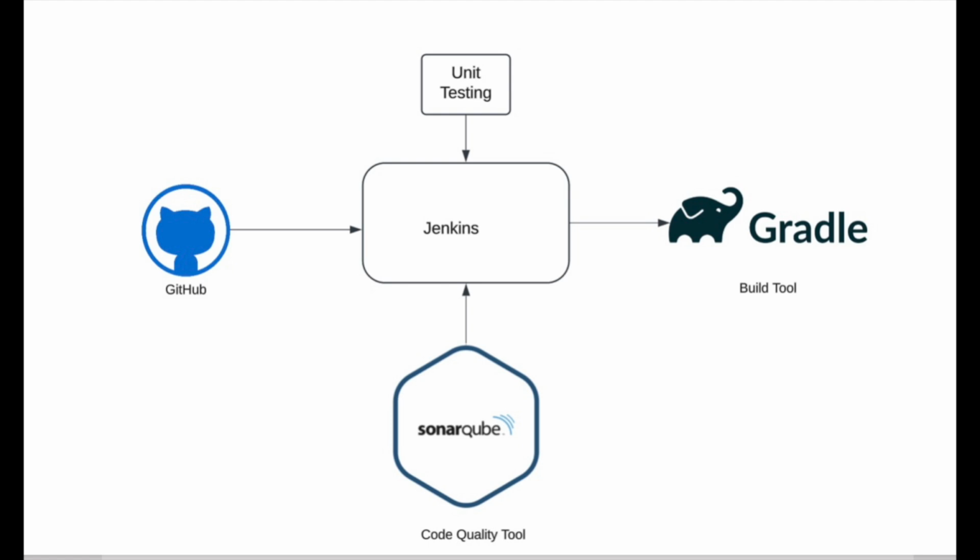Like if you want to compile your code in an automated way, and if you are using Gradle, Jenkins provides integration with Gradle. Just as an example, if you are using Maven, you can integrate it with Maven. So there is no one tool; it integrates perfectly with a lot of tools and creates your CI/CD pipeline for your application.